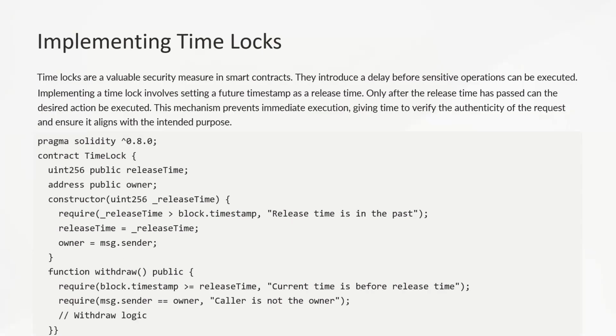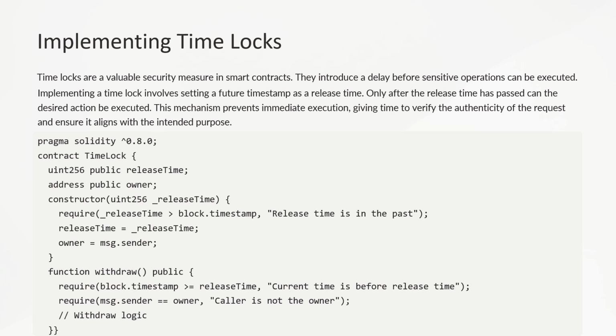Time locks are valuable security measures in smart contracts. They introduce a delay before sensitive operations can be executed. This delay gives time for stakeholders to monitor the situation, detect potential malicious activity, and take necessary action to prevent unauthorized transactions. Implementing a time lock involves setting a future timestamp as the release time. Only after the release time has passed can the desired action be executed. This mechanism prevents immediate execution, giving time to verify the authenticity of the request and ensure it aligns with the intended purpose.